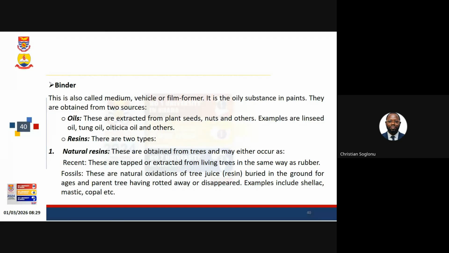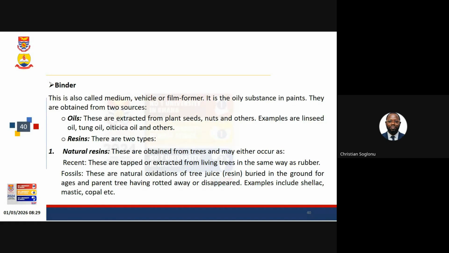Why vehicle? Vehicle in the sense that it allows the paint to flow on the surface that you are painting, with the presence of a binder. So it is binding the powdered particles together, and it's also allowing it to flow on the surface. That makes it a vehicle. So binders are vehicles. They also allow your paint, when you pick it with a brush, to flow on the surface or on the support that you are painting on.